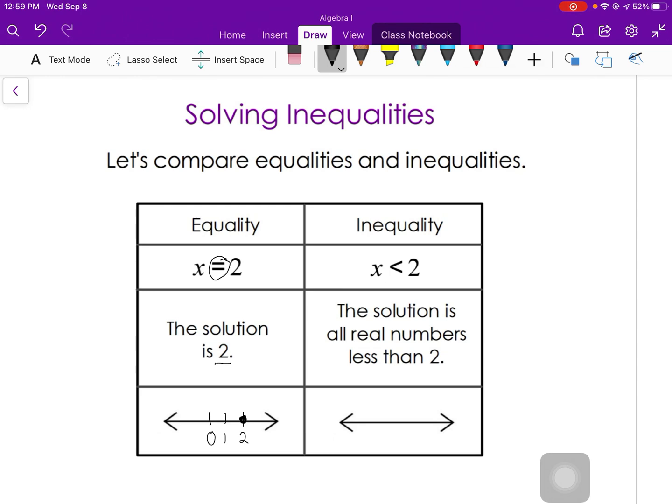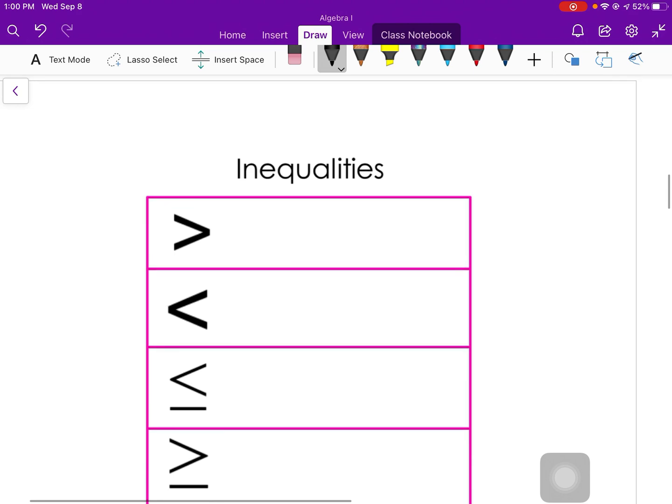Inequality has this bracket looking thing. It says x is less than 2, so it's all the numbers that are less than 2. So now on my number line, I've got all the numbers that are less than 2. So 1 is less than 2, 0 is less than 2, and so forth. So I would shade that number line with all those numbers. Now 1.9999, anything close to 2 would also work, but 2 won't work, so I'll just put a circle around that too. Okay.